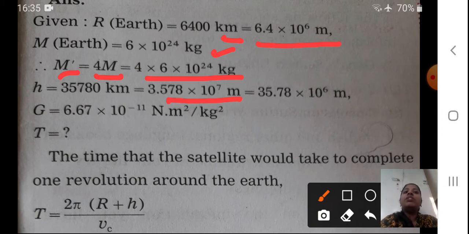3.578 into 10 raised to 7 meter. I have just shifted the point and it became 35.78 into 10 raised to 6 meter. G value, standard value, you have it. T we have to calculate. Now the time that the satellite would take to complete one revolution around the Earth, this formula you are going to use, students: T is equal to 2 pi (R plus H) upon V. You are going to use this formula.